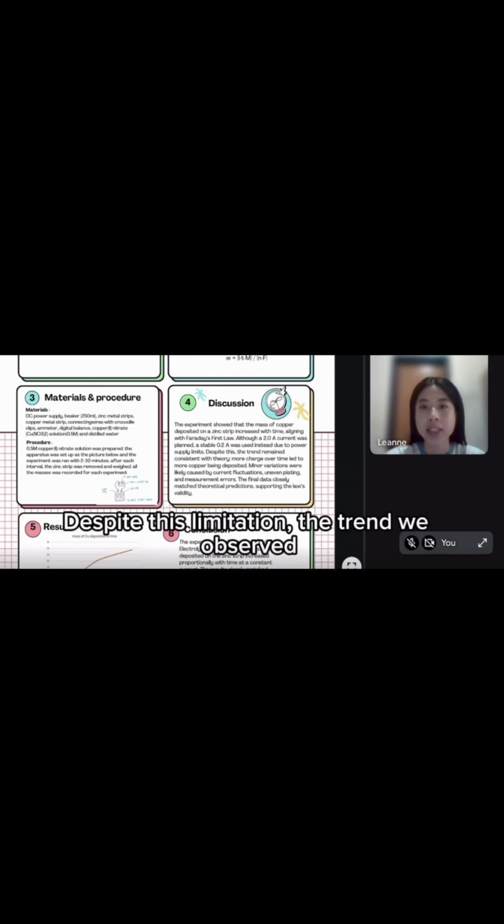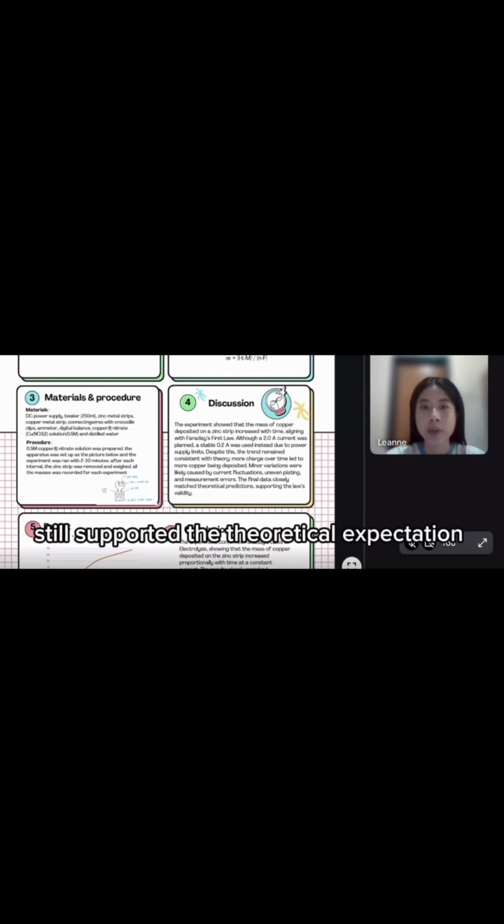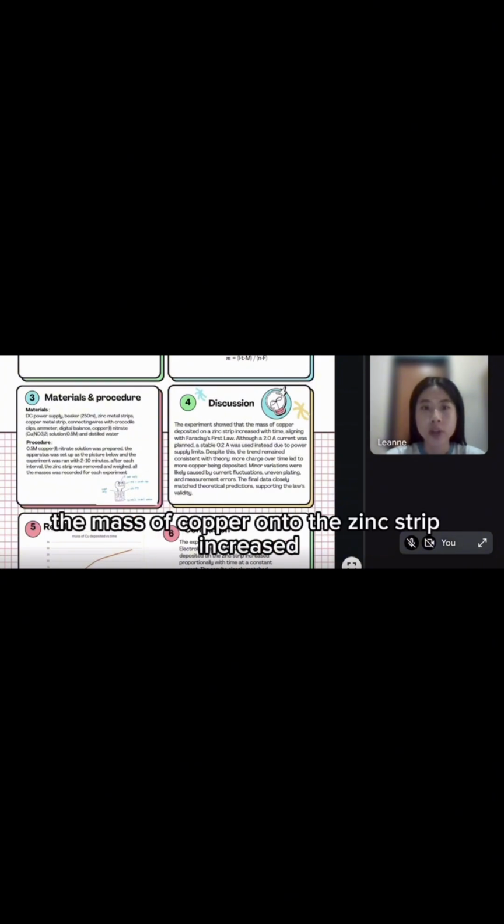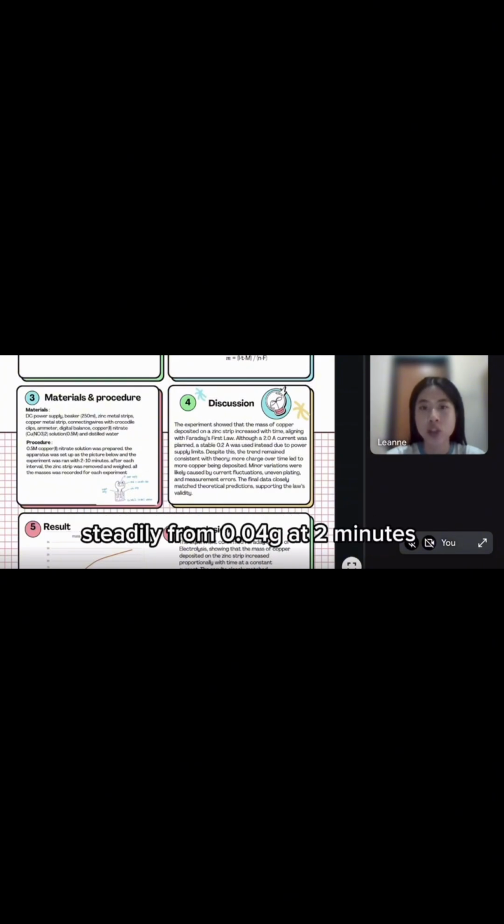Despite this limitation, the trend we observed still supported the theoretical expectation. As time increased, the mass of copper on the zinc strip increased steadily from 0.04 grams at 2 minutes to 0.29 grams at 10 minutes. This confirmed that even at a lower current, the relationship between charge and mass still holds true.